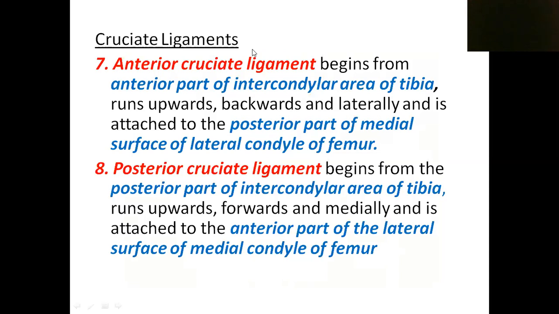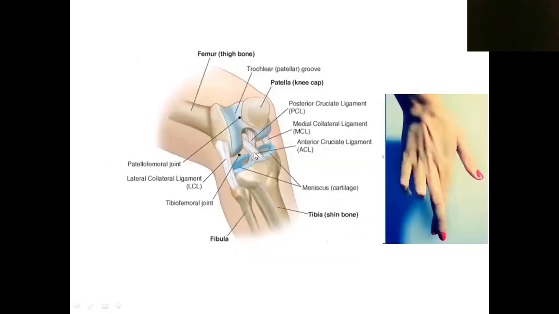Now, the cruciate ligaments. We have two ligaments, the anterior cruciate ligament and the posterior cruciate ligament. Ultimately they look like a cross. See here, we can see the anterior cruciate ligament, and this one is the posterior cruciate ligament. The lower end of the anterior cruciate ligament is attached to the intercondylar area of the tibia, anterior part. See, this is the lateral condyle of the tibia and this is the medial condyle of the tibia. Between these two condyles there is the intercondylar area.